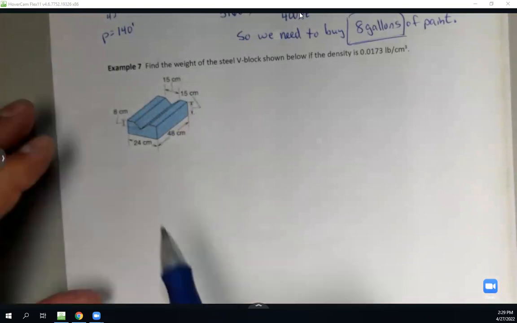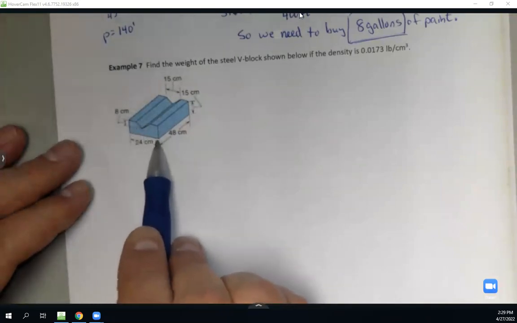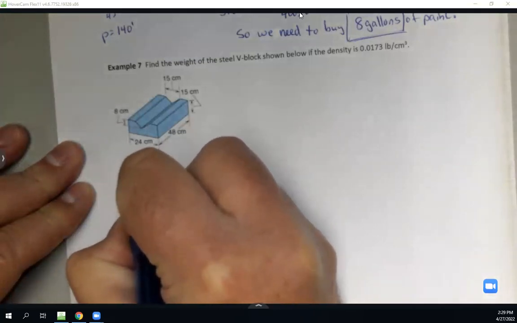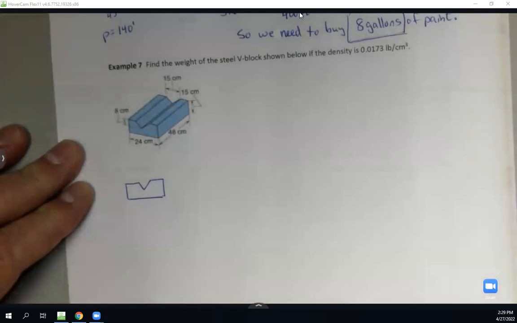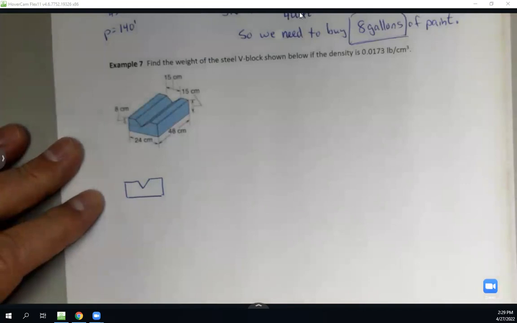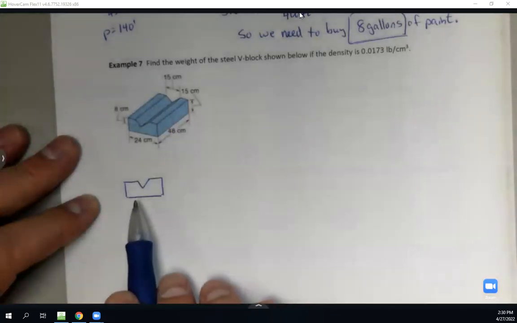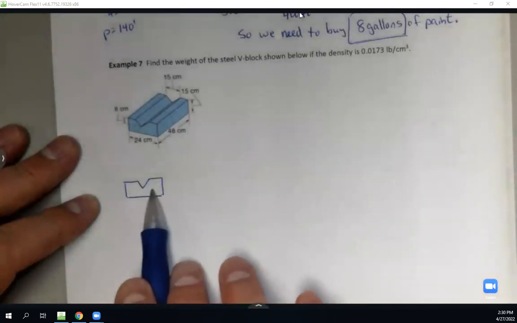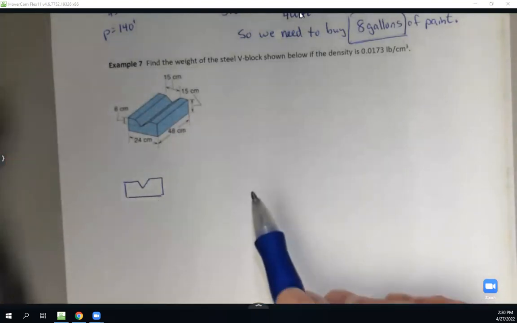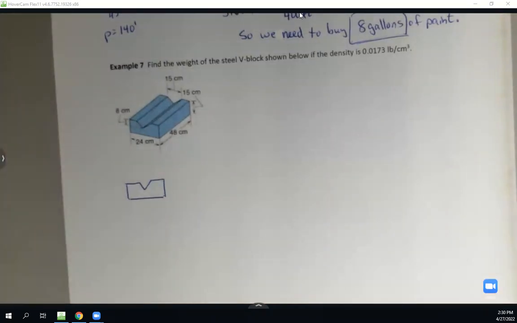Now again, this is like a prism that's laying on its side. So the base is this shape here on the end. So if I draw that, that's the base. Is that okay? And then the height's going to be the 48 centimeters. So I've got to figure out the area of this base, and once I know it, I'll take it times 48. That gives me the volume. And again, once I know the volume, then I can use this to find the weight, which is what we want.